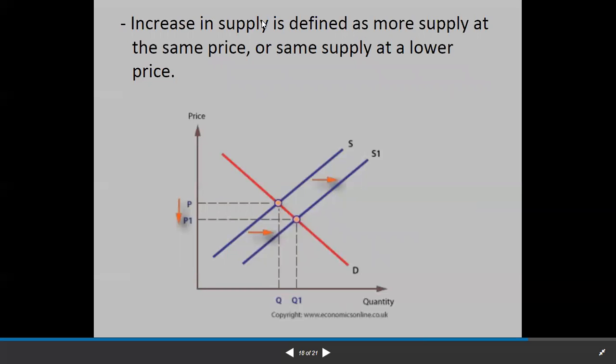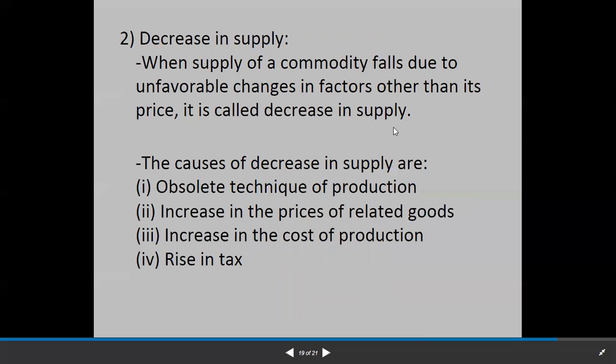Increase in supply is defined as more supply at the same price, or supply at a lower price. Here it shows like that. The quantity is this, the price is this. When the price falls, the quantity also falls. So the curves are shown as S and S1. When the price is higher, it is shown by S, and when the price is lower, it is shown by S1.